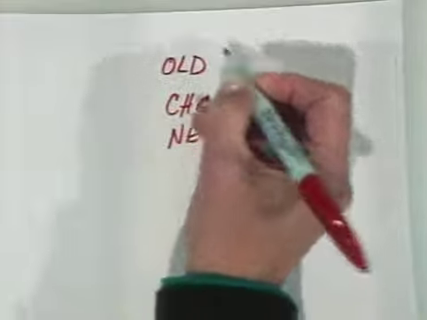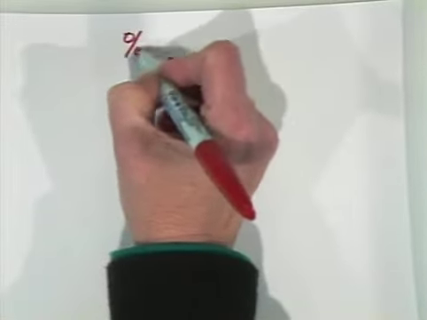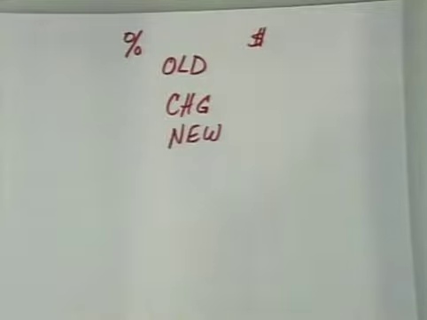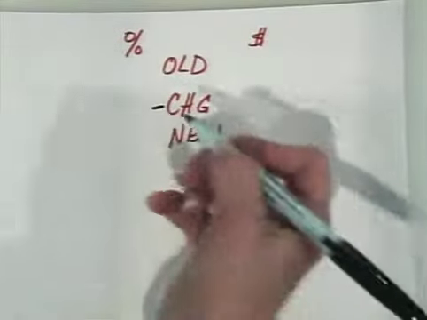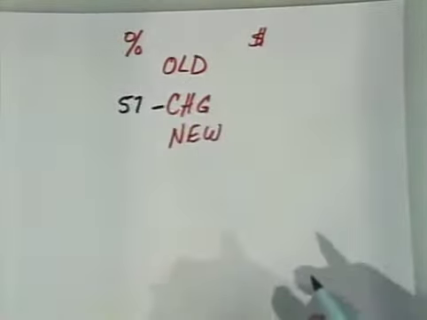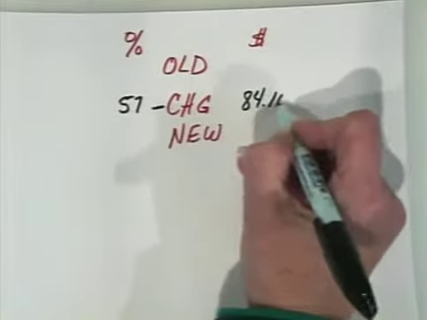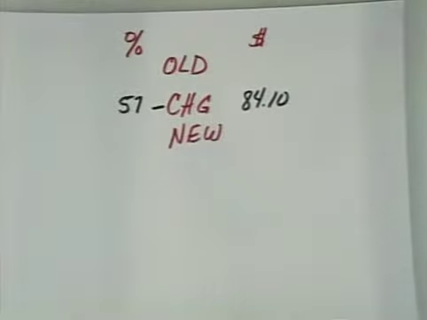When we worked homework at the end of class, someone asked about this one. We're going to always begin by setting it up with old, change, new down the middle, percent and dollar signs on either side. In number 5, it says the change was a decrease, and it was 57%, and that amount of change was $84.10. What we want to do is be able to complete the rest of the diagram. Is there another piece that we know we can put on our diagram?